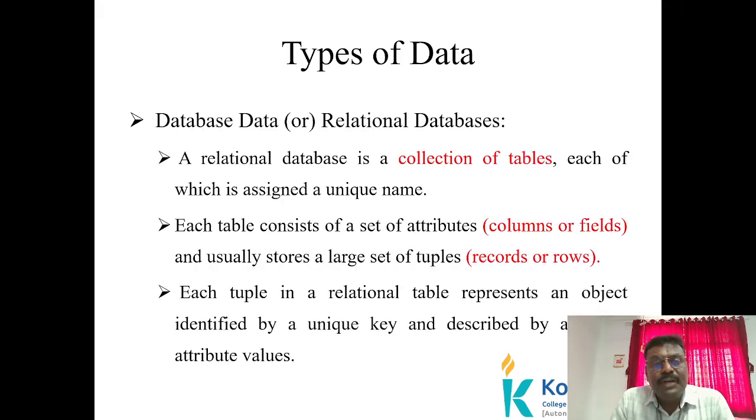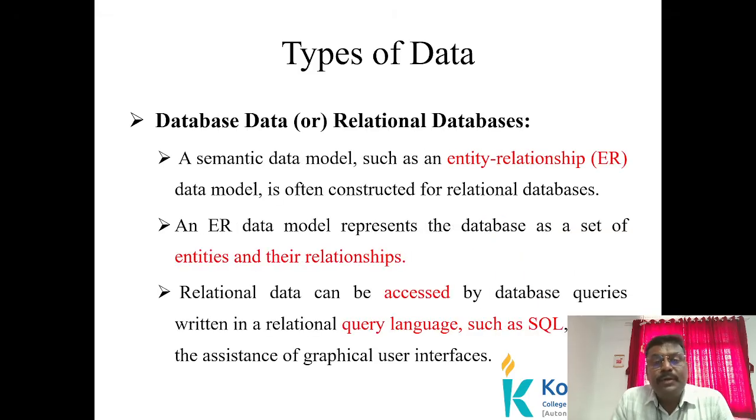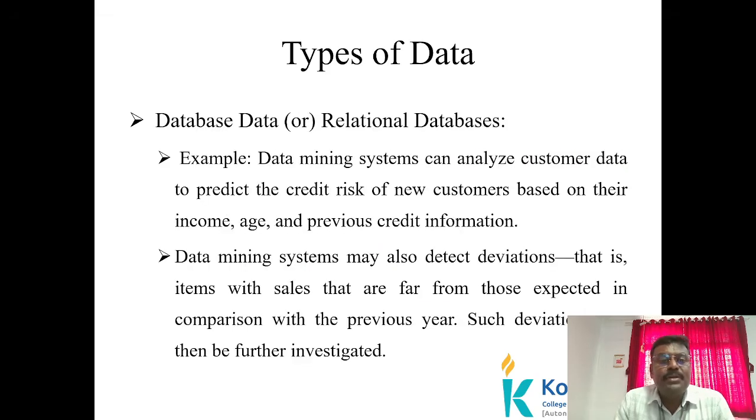Next, a relational database is a collection of tables, each of which is assigned a unique name. A relational database means a group or collection of data in tables. Each table has a unique ID or unique name, and based on that unique ID, you can retrieve the data from the relational database. Each table consists of a set of attributes. Every table has rows and columns. Each column is an attribute, and the rows hold a large set of tuples. Here, the entity-relationship model is used to construct the relational database.